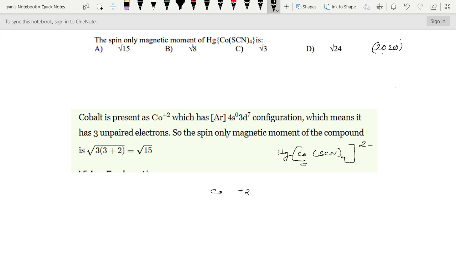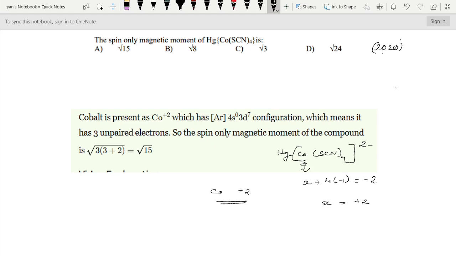Therefore the complex anion is negatively charged. The oxidation state of cobalt we don't know, so I am going to write X. Therefore X plus 4 into -1 is equal to -2. From this we can calculate the oxidation state of cobalt, X, that is equal to +2. Therefore the oxidation state of cobalt is +2.